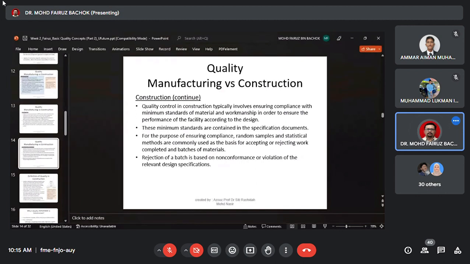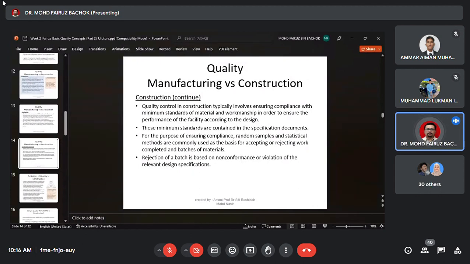Even though we have a very good design that can complement, if you do not work with good material and you do not have good workers, it will probably affect the quality of the construction. So material and workmanship are important to produce a good quality construction. These materials are contained in the specification document. That's why we should know the standard in the construction document.